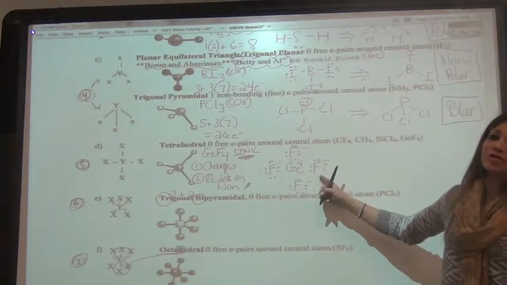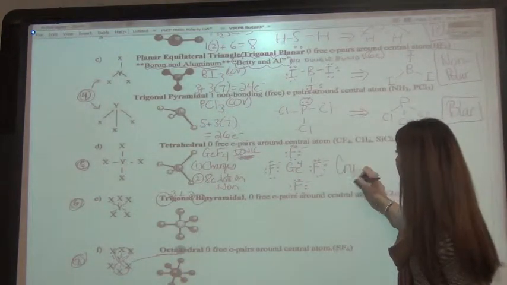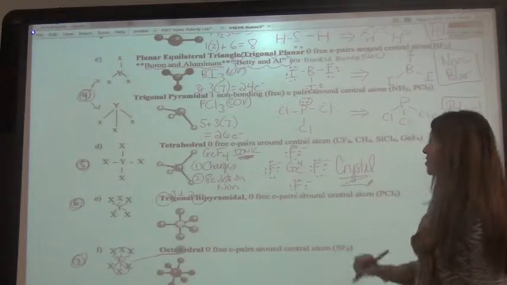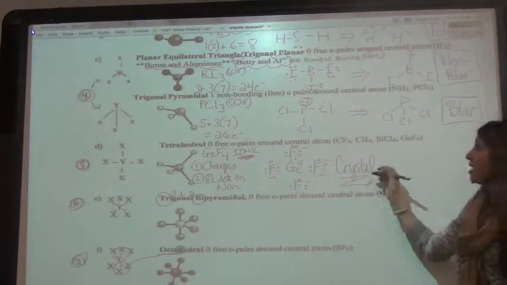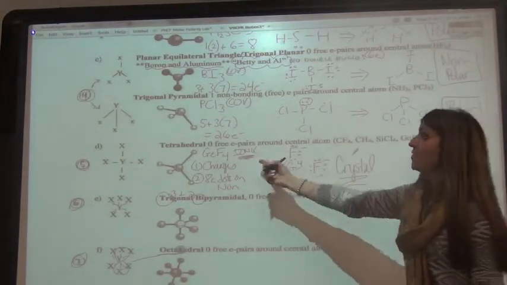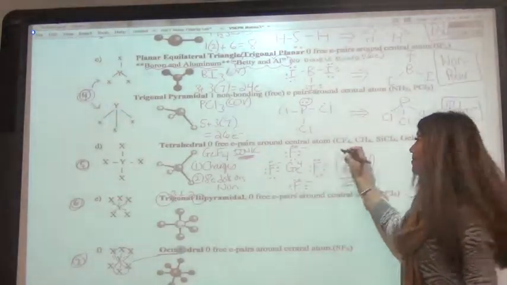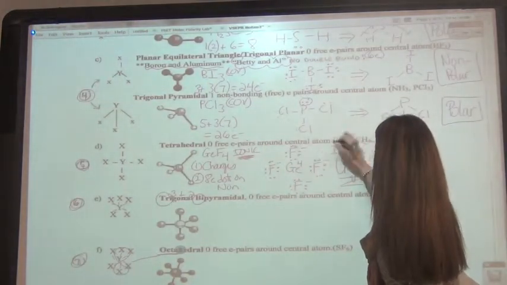You do not do a shape for this. You're just going to say it's a crystal. Okay, it's a crystal structure. And what type of molecule would it be? Well, if it's ionic bonds, then it's what? Ionic. It's automatically ionic. Okay?